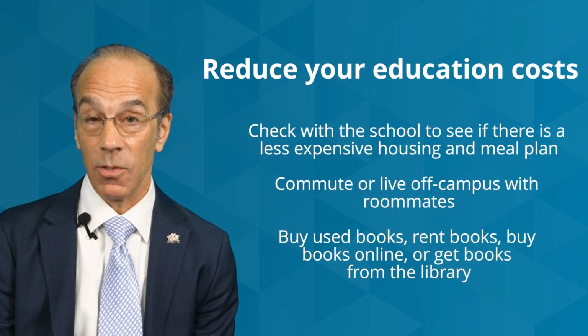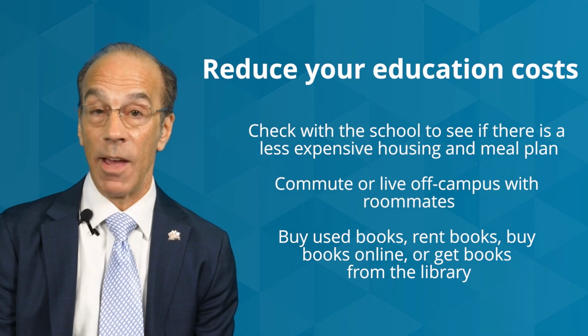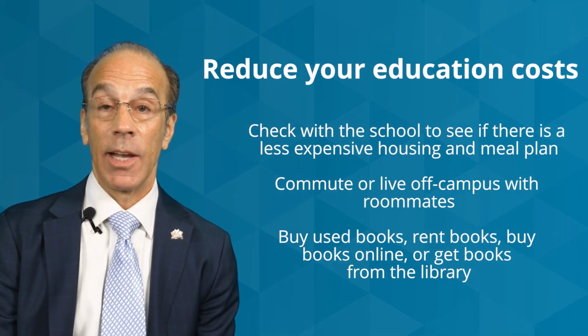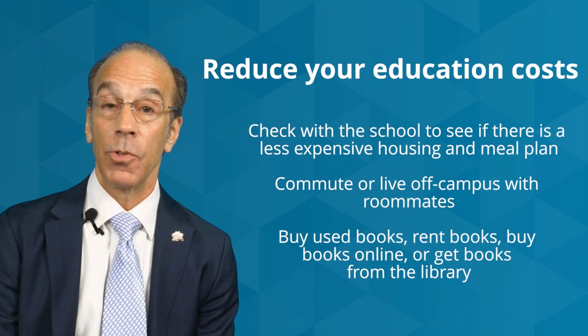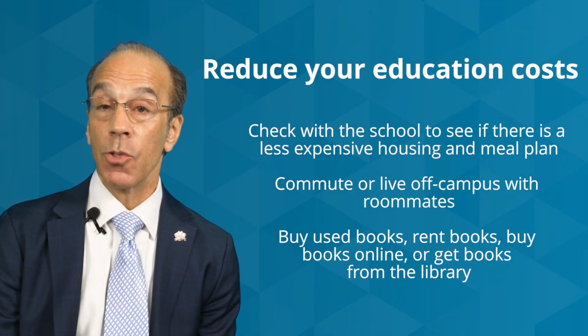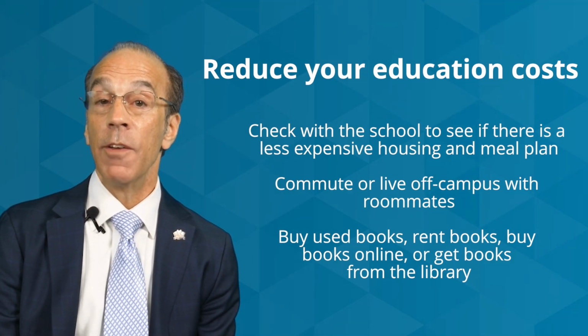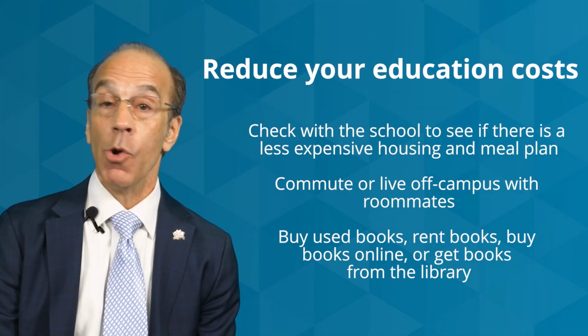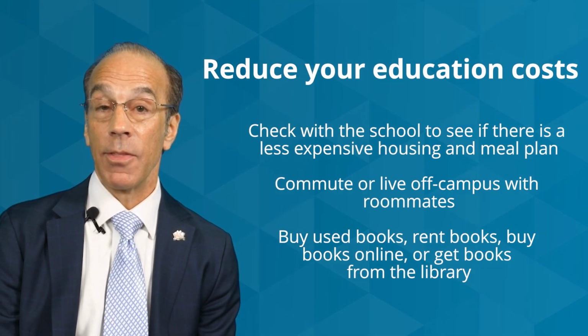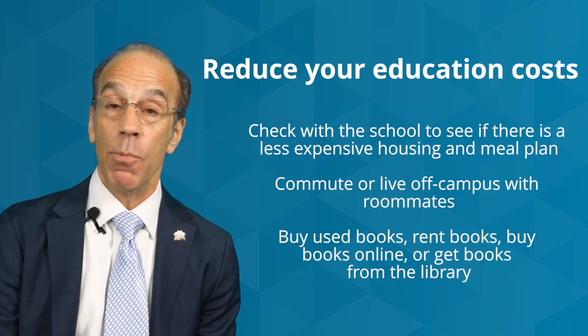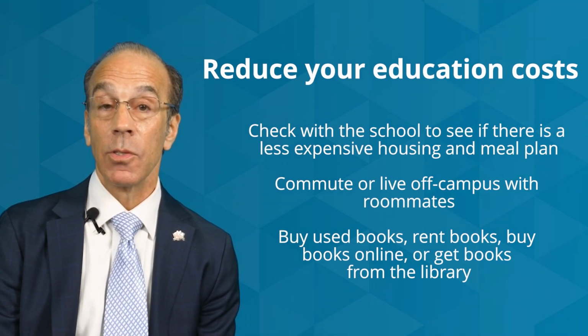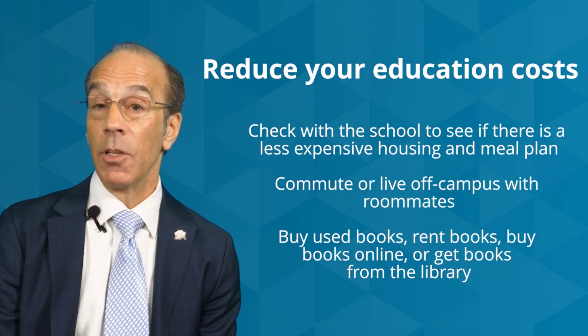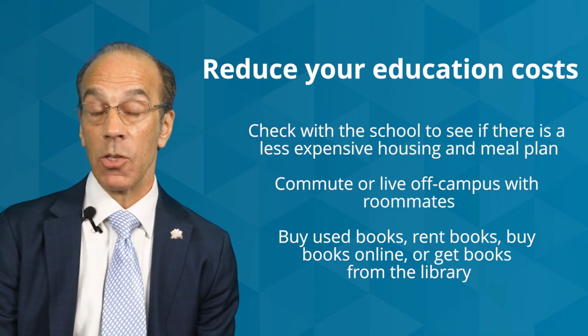One other option I would like to review with you before we go is to look to see if there are ways in which you can reduce some of your educational expenses. Many schools offer several housing and food plans. Check to see if there's a less expensive option available to you. If you live near the school, perhaps you can commute or live off campus with roommates. You are not required to buy your books and supplies at the school store. You may be able to buy books, use books, rent books, buy online, or get from the library. Books and supplies can be very expensive.